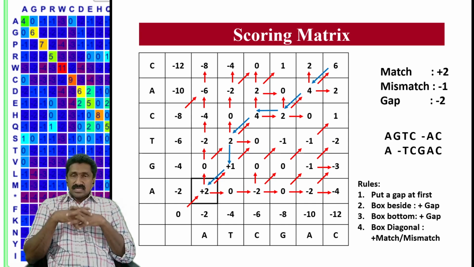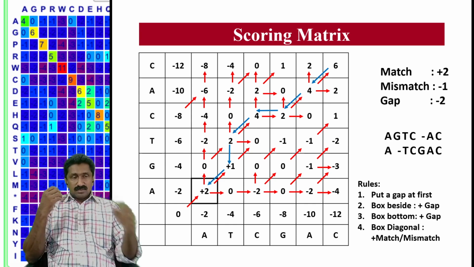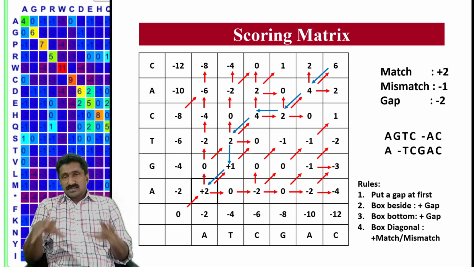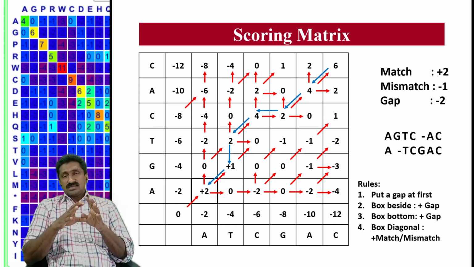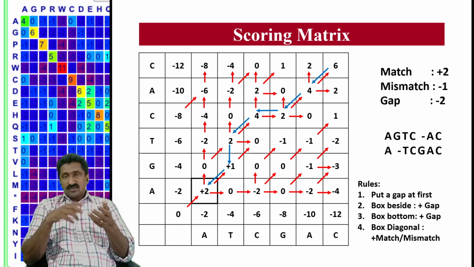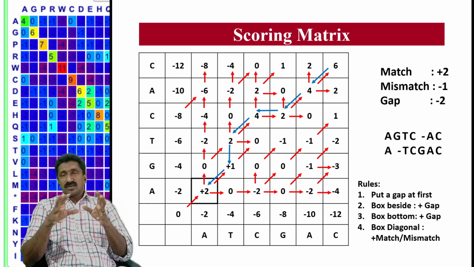Now if you understand this concept, you can easily understand the PAM and Blossom matrices. The activity of scoring the matrix is similar in all the cases. The values will vary. So what is the value of a gap or match or mismatch? That will depend on the PAM or Blossom matrix. Different types of matrices will have different patterns of scoring, but the actual scoring calculation algorithm is almost similar.